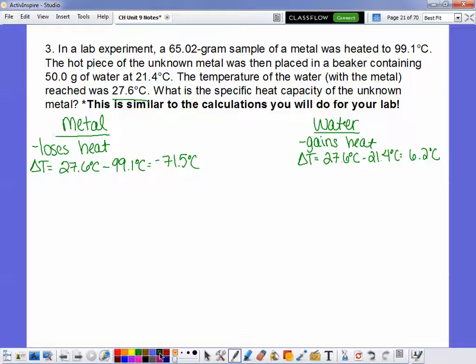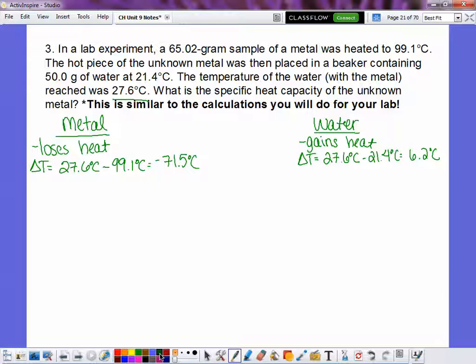All right, so in order to figure out the specific heat capacity of the metal, because that's what the problem is asking, we need to first know how much energy the water gained. Okay? Because all of the energy that the water is gaining should be equal to the energy that the metal is losing. We are making one huge assumption here, though. We are assuming that none of the heat energy is being lost to the surroundings.